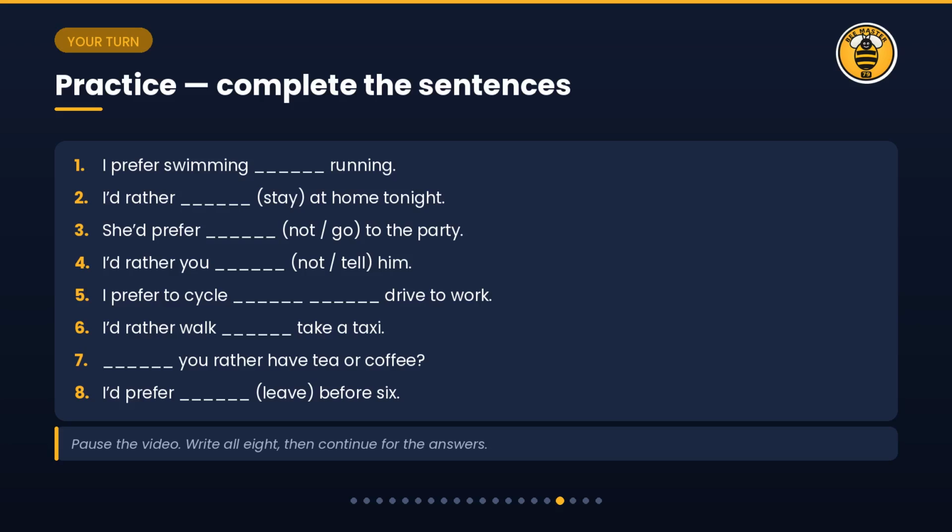Your turn. 8 sentences. Pause the video, write your answers down, and then continue. Number 1. I prefer swimming, blank running. Number 2. I'd rather, blank stay at home tonight. Number 3. She'd prefer, blank not go to the party. Number 4. I'd rather you, blank not tell him. Number 5. I prefer to cycle, blank drive to work. Number 6. I'd rather walk, blank take a taxi. Number 7. Blank you rather have tea or coffee? Number 8. I'd prefer, blank leave before 6. Pause now. Take your time.